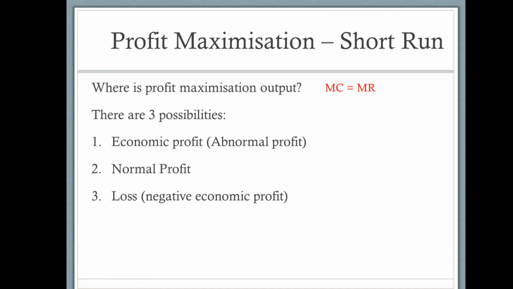And the third possibility will be loss, when you cannot cover all the costs. So you have three possibilities, and there will be three diagrams that you have to draw in order to show the three possibilities.